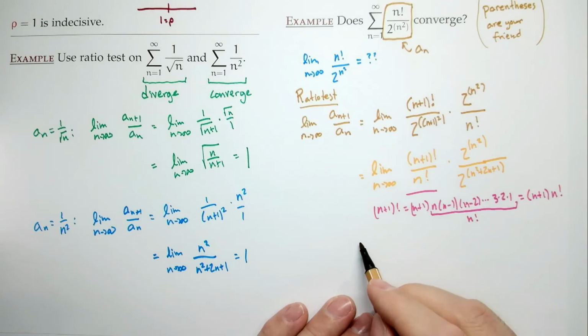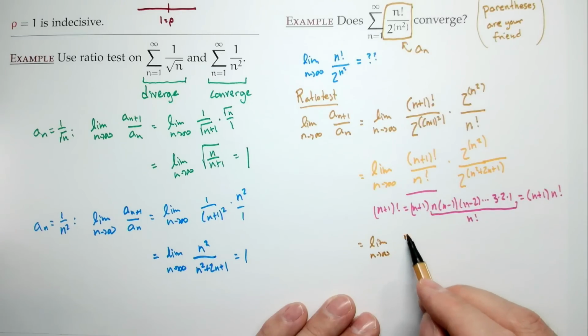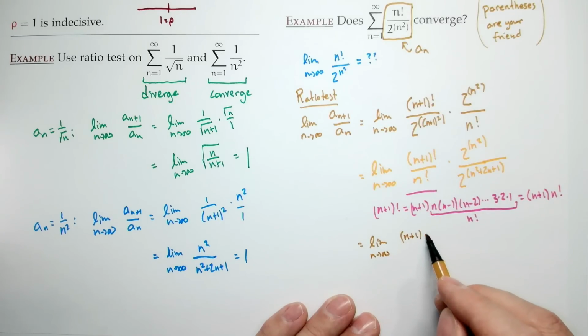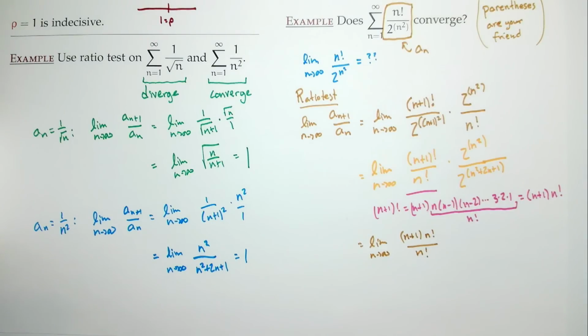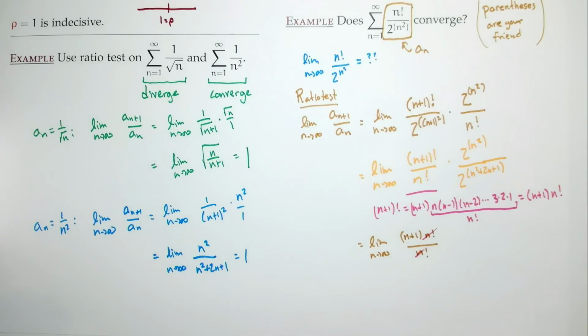All right, so we get the limit as n goes to infinity. Now, I only need to pull off one term, because I just need to pull off enough to help me get cancellation. And now, lo and behold, once I have enough for cancellation, life is good.